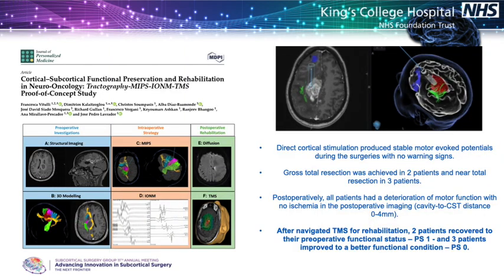Thank you. We then published a series of 7 patients with tumors in highly eloquent areas where we knew that we would incur a deficit, but by integrating a MIPS approach with NTMS and tractography, we felt that we could rehabilitate them very aggressively. What we found, to cut a long story short, was that 2 patients recovered to their preoperative functional status and 3 patients actually improved to PS0.